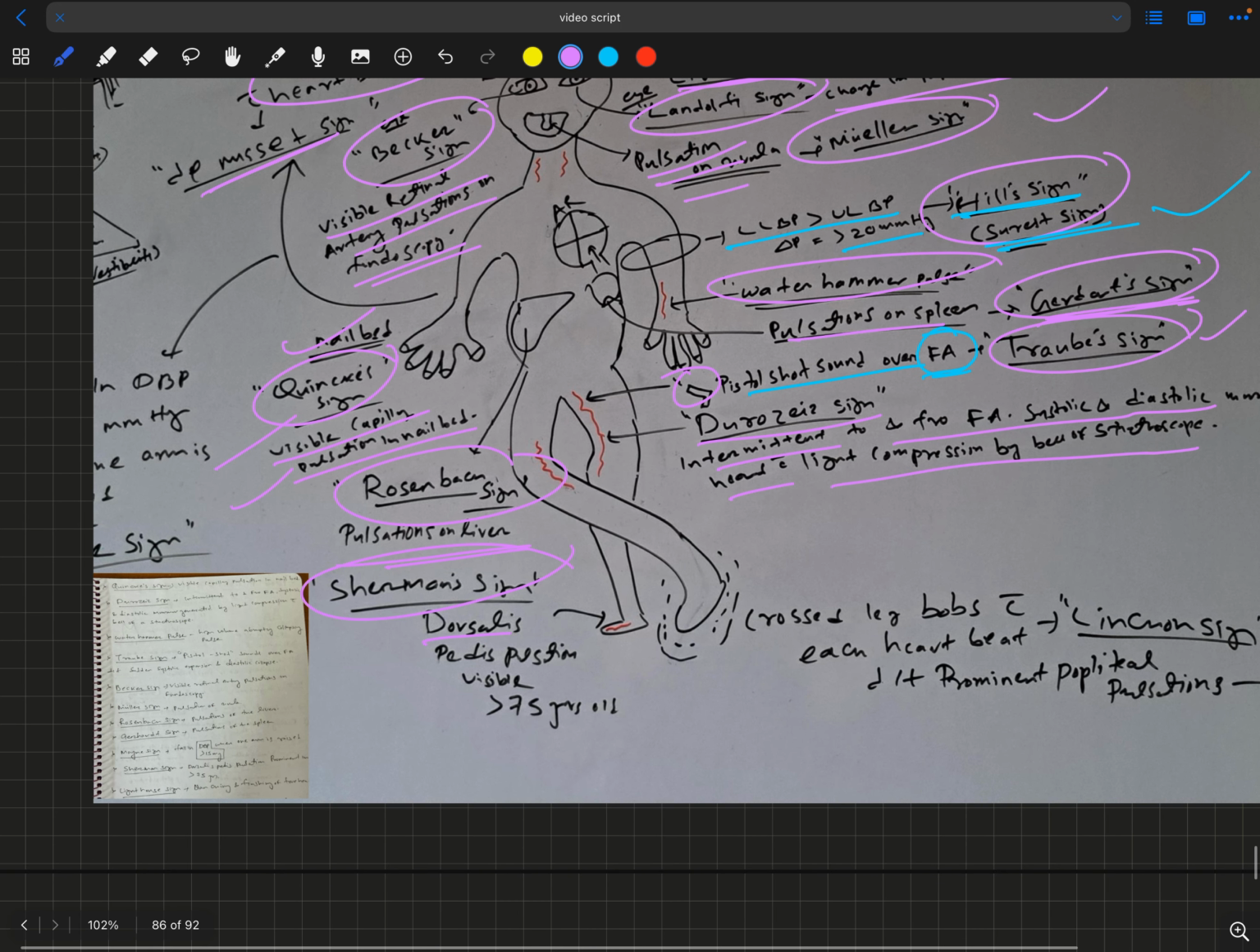Sherman sign. Sherman sign is dorsalis pedis pulsation. It is visible in patients who are more than 75 years old. Sherman sign is dorsalis pedis pulsation visible in more than 75-year-old patients.